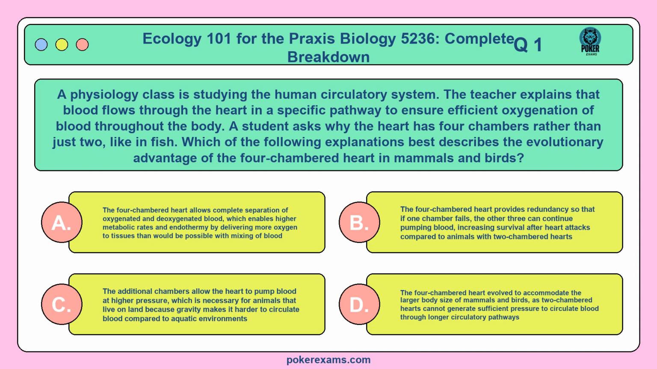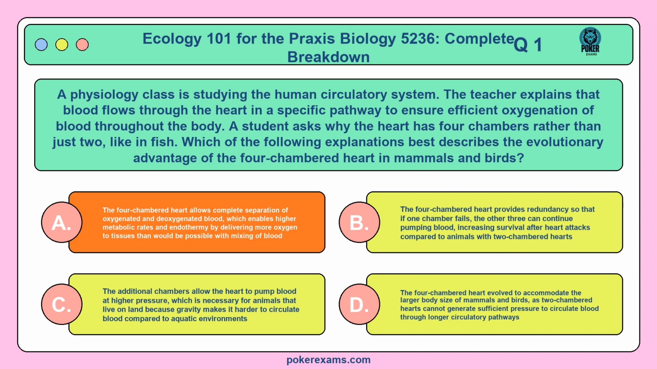The teacher explains that blood flows through the heart in a specific pathway to ensure efficient oxygenation of blood throughout the body. A student asks why the heart has 4 chambers rather than just 2 like in fish. Which of the following explanations best describes the evolutionary advantage of the 4-chambered heart in mammals and birds?